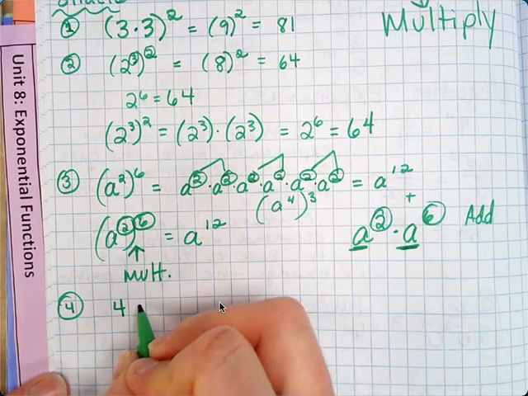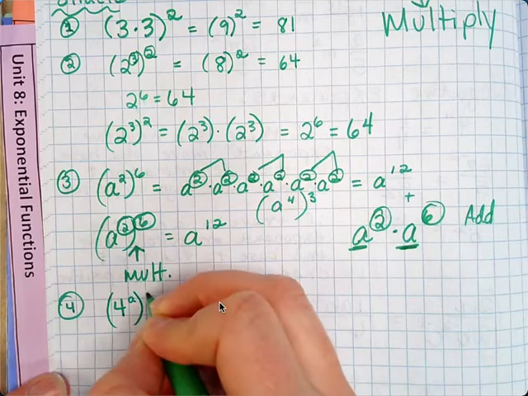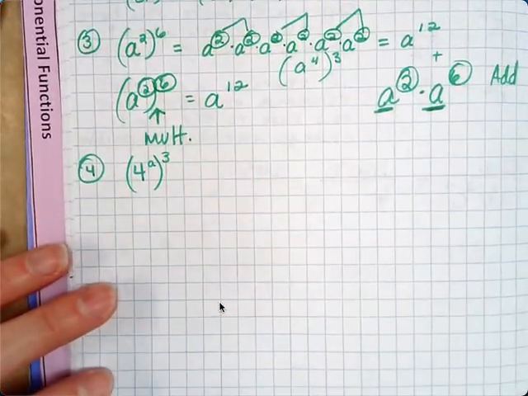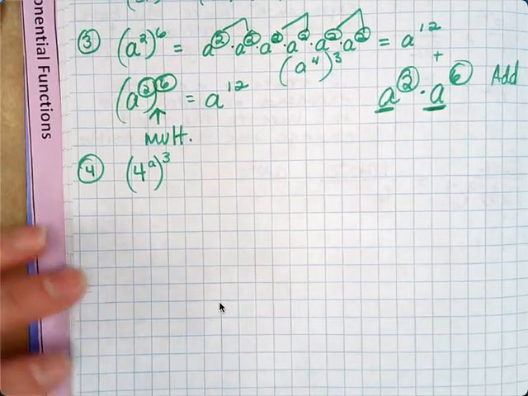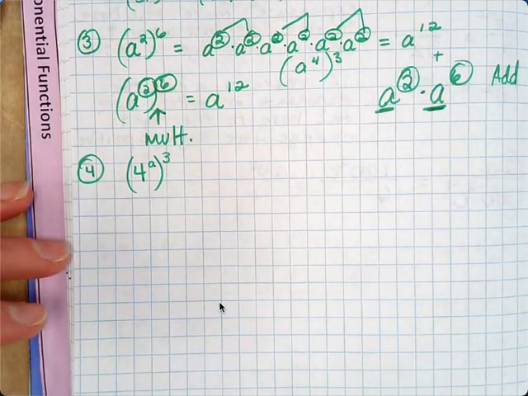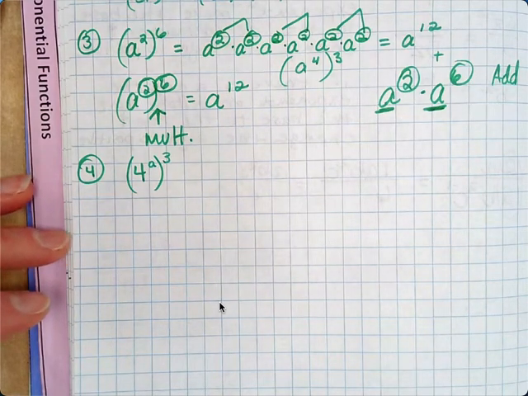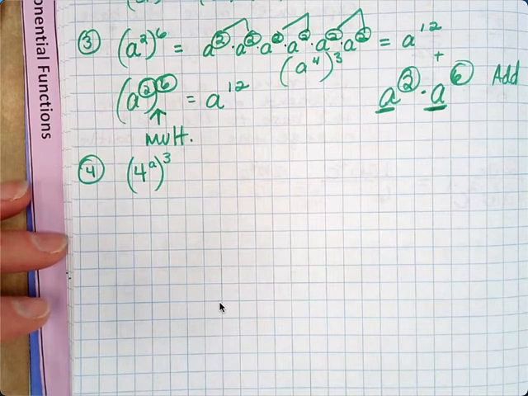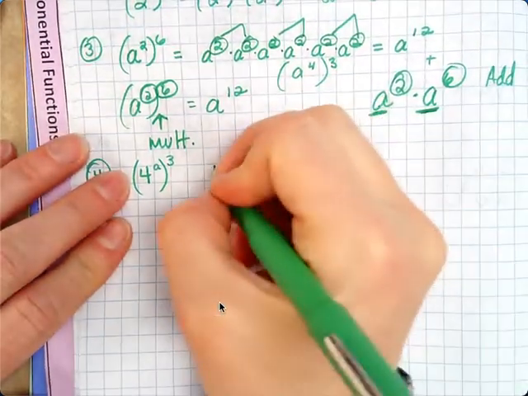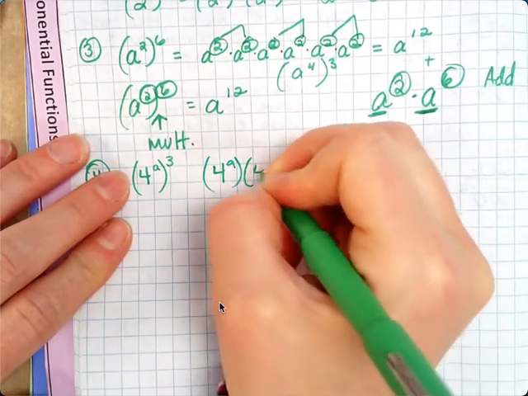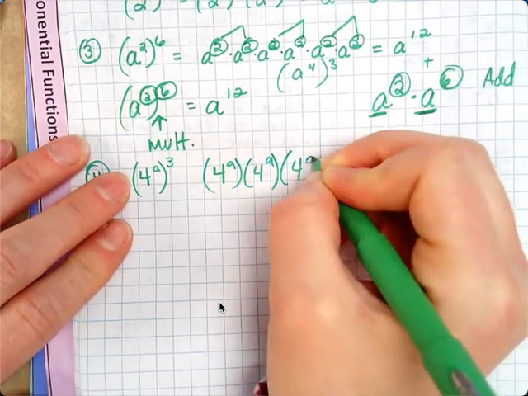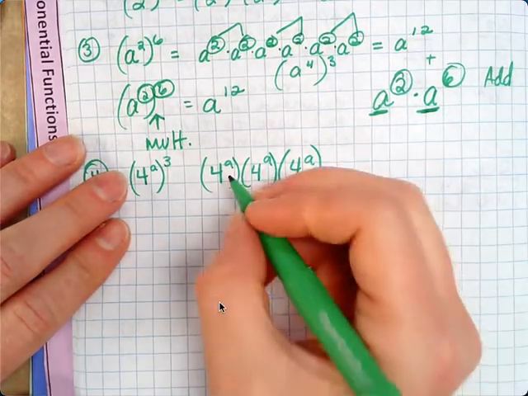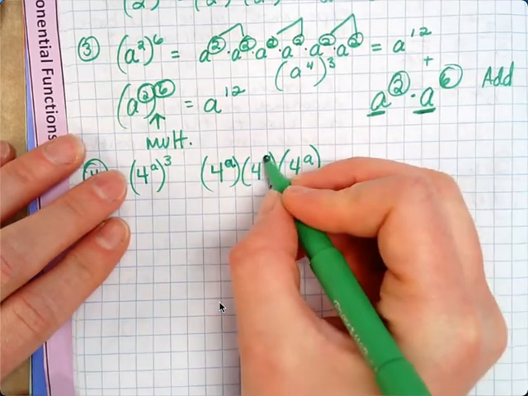4 to the a power to the 3rd power. So I have an exponent that's a variable and an exponent that's a number. What are you going to do with those? 4 to the a, 4 to the a, 4 to the a. And then what do you do? Those are a's. They look like 9s. Those are definitely a's though.